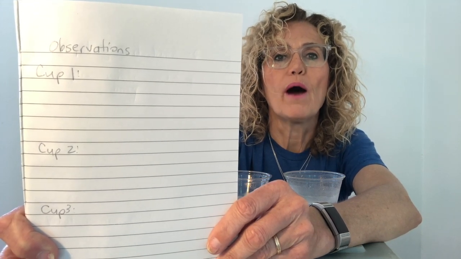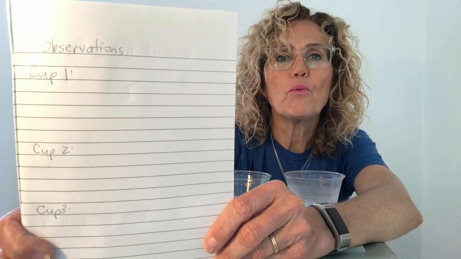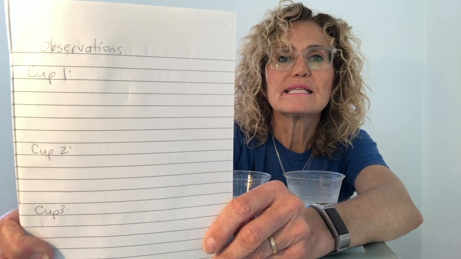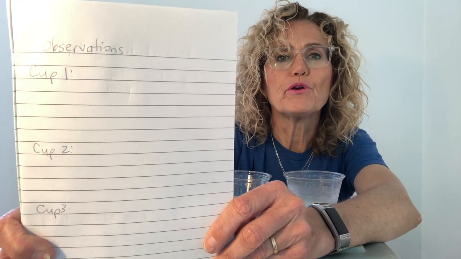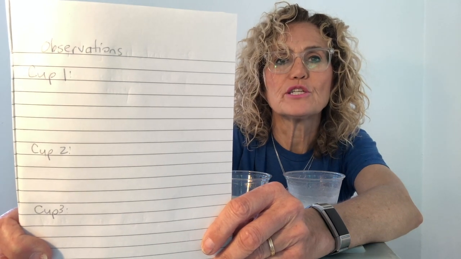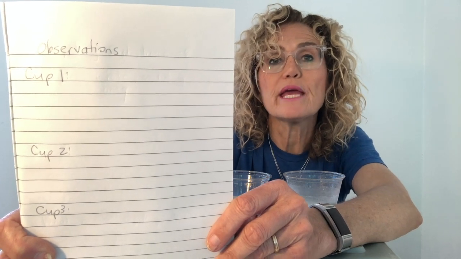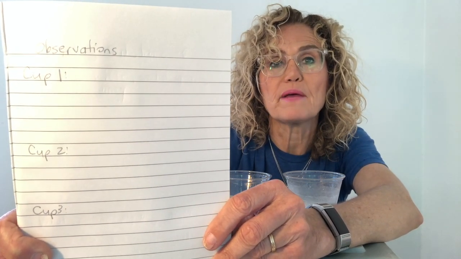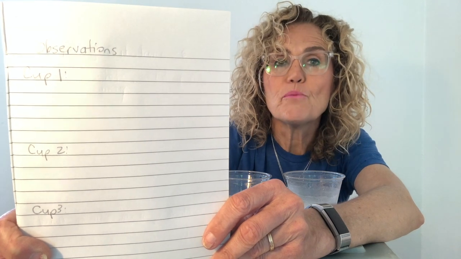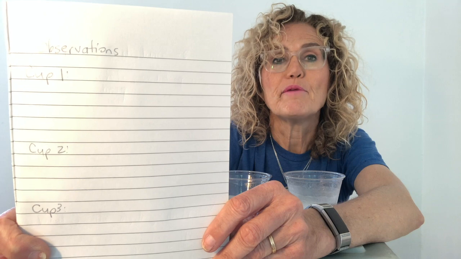Observations. Cup 1, cup 2, cup 3. Then, when you add the water, please spend a few minutes before you go on to the next cup writing down all the observations that you notice. What happened in cup number 1? Did you see something happen? Did you hear something happen? Did you feel something happen? Make sure you make those notes before you go on to cup number 2 and before you go on to cup number 3.